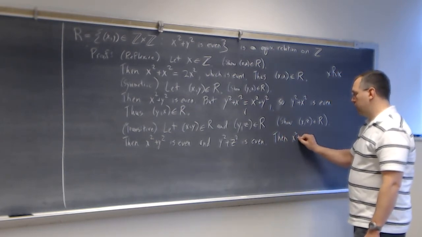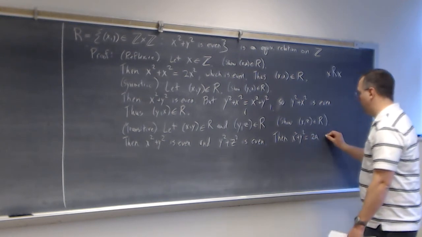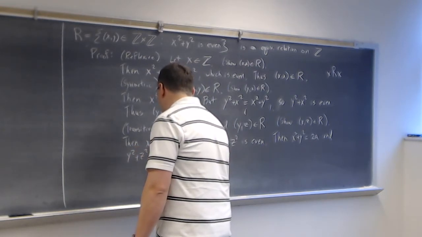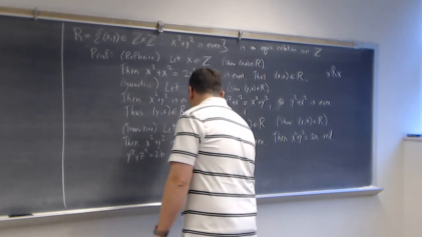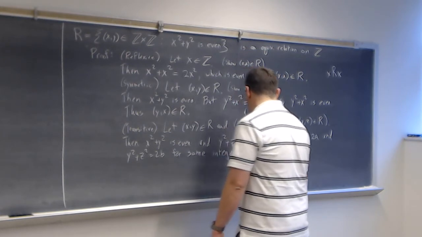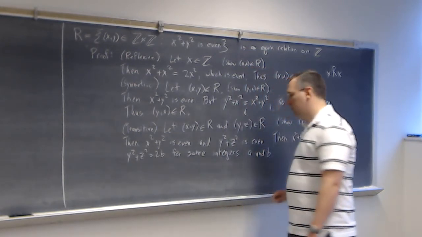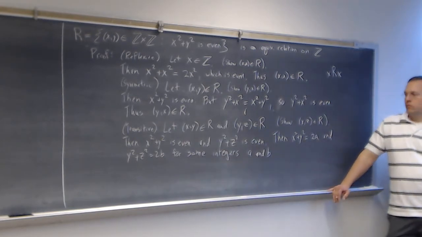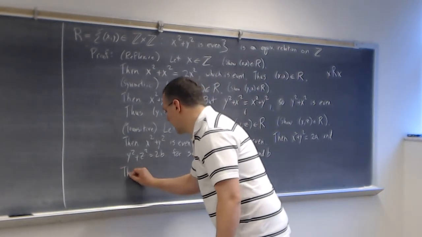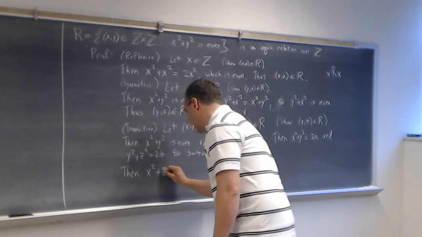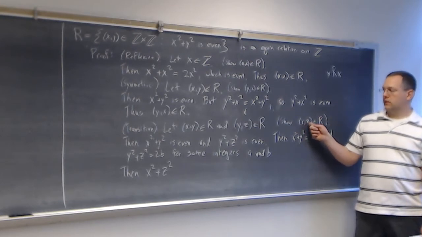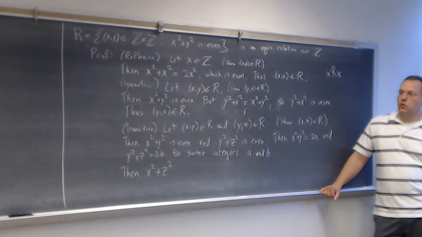Okay, so then x squared plus y squared equals 2a, and y squared plus z squared equals 2b for some integers a and b. All right, so here's kind of the trick. What we need to do is show that x squared plus z squared is even. All right, that's our goal. We need to show that x is related to z, that (x, z) is in R. So I need to show that x squared plus z squared is even.